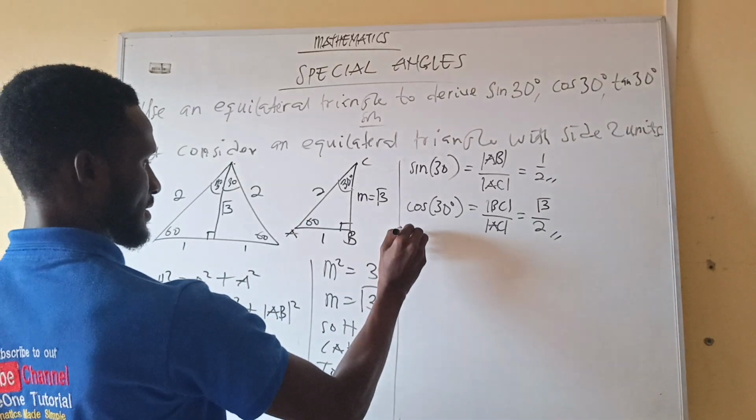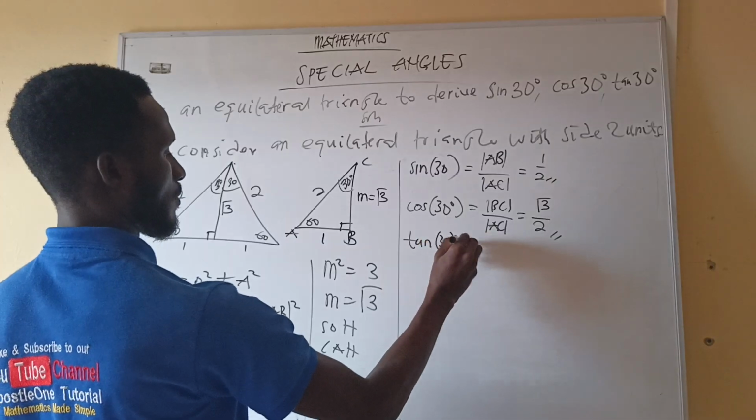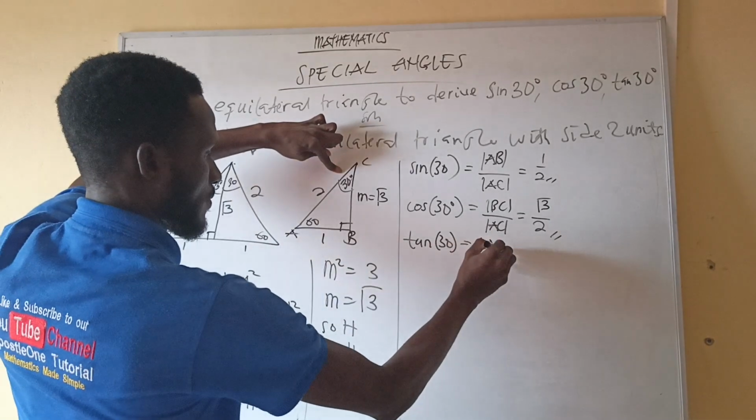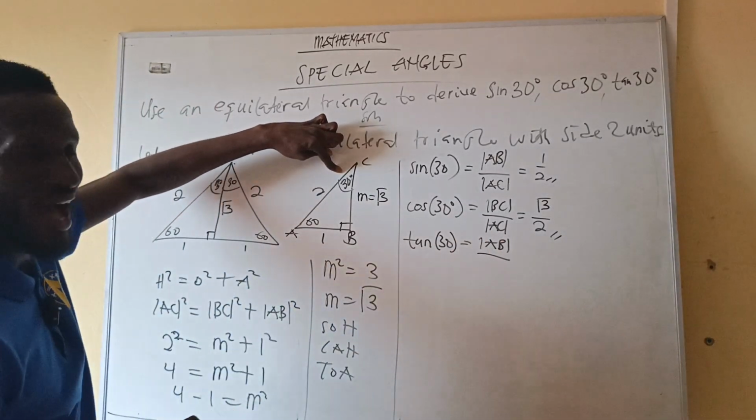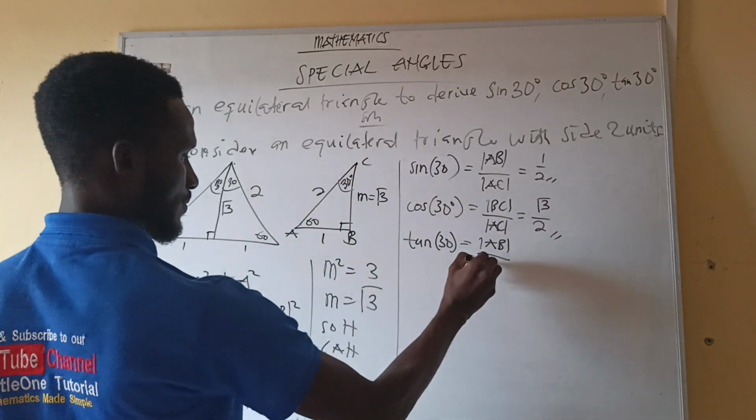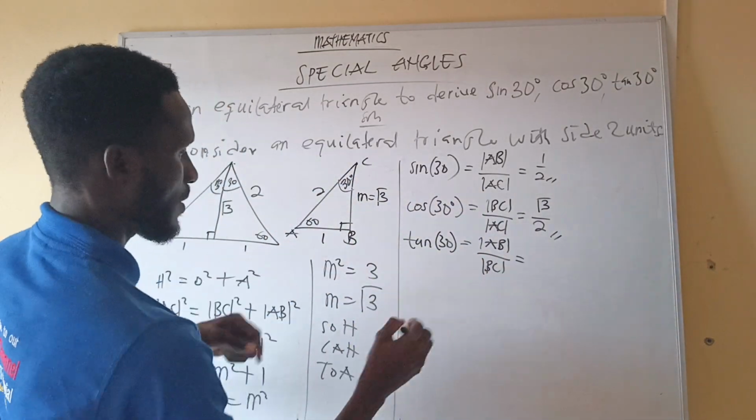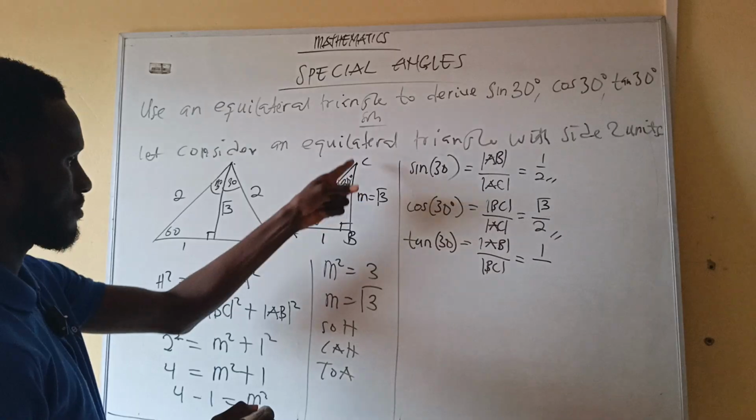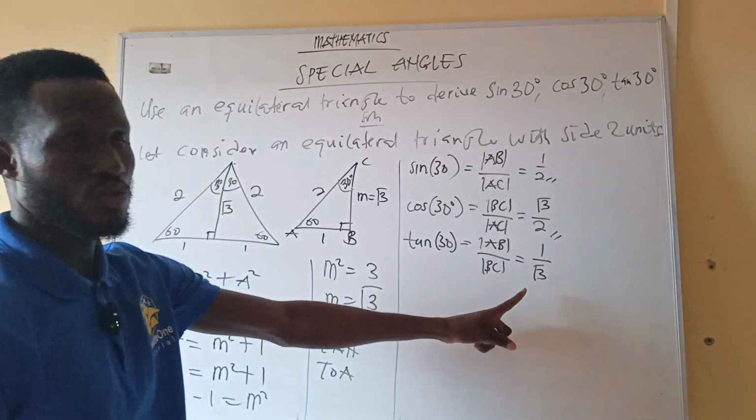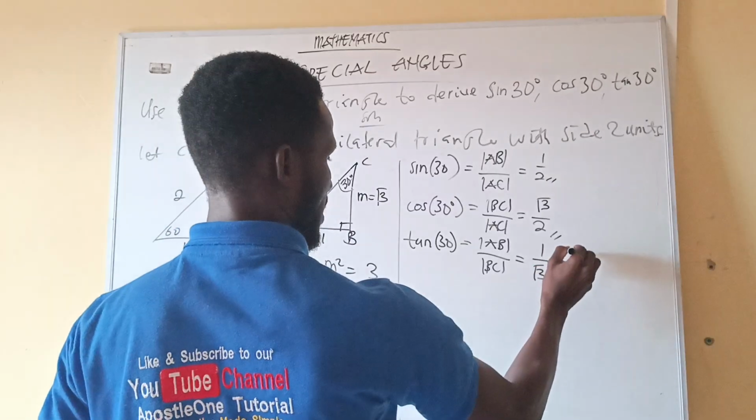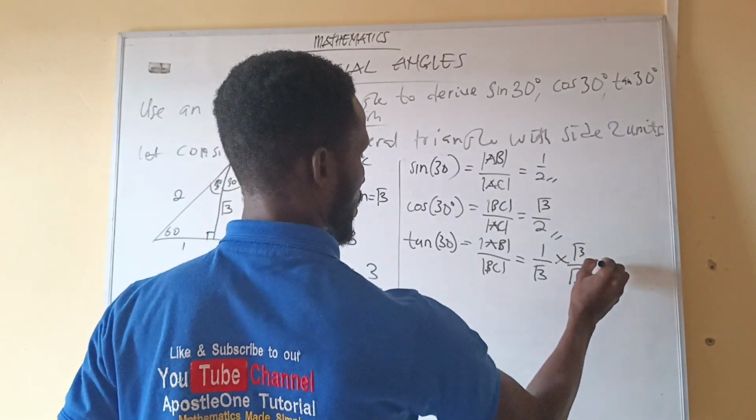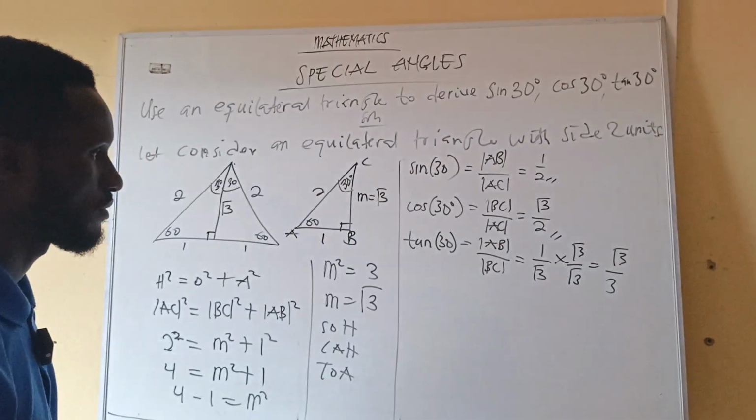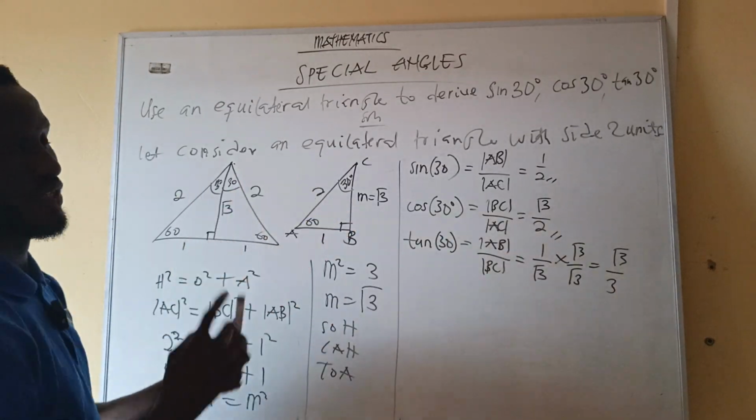Now let's move on to tan 30. Tan is opposite, that is AB, over adjacent. The adjacent will be here, that is BC. AB is 1. BC is root 3. Now this one we can easily rationalize. If I want to rationalize, I'm going to multiply by root 3, multiply by root 3. We're going to get root 3 out of 3. So tan 30 is root 3 out of 3. Now, this is what the question is looking for.